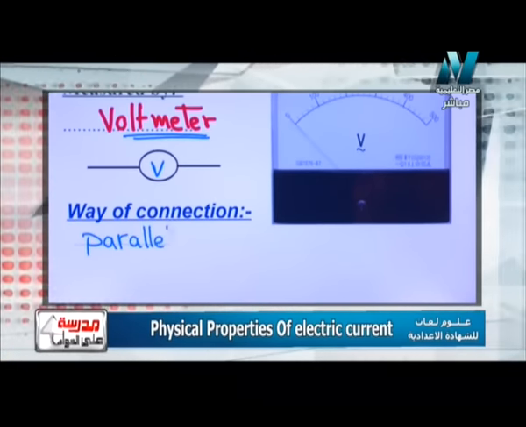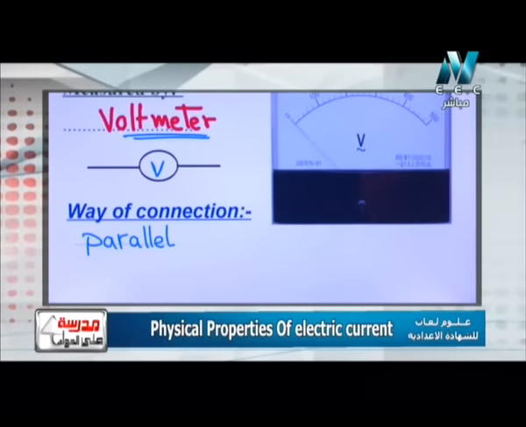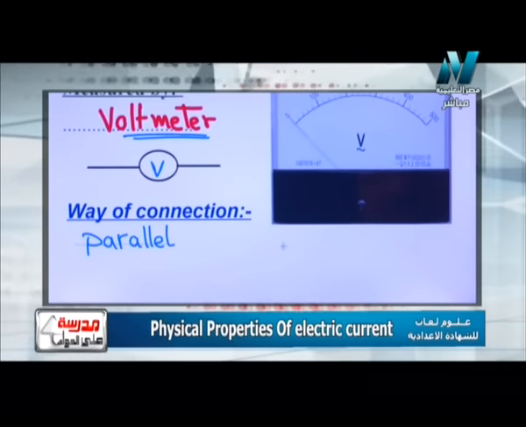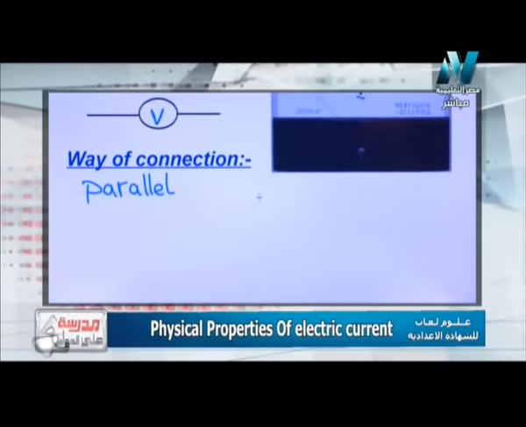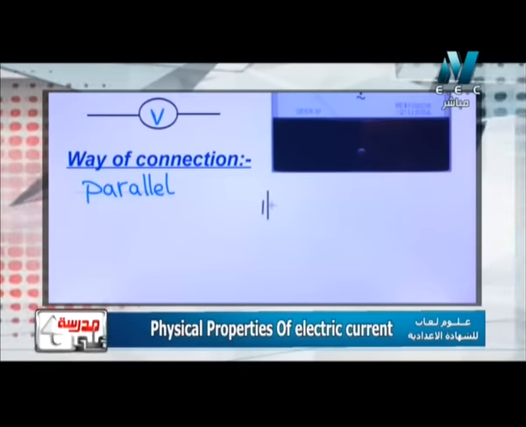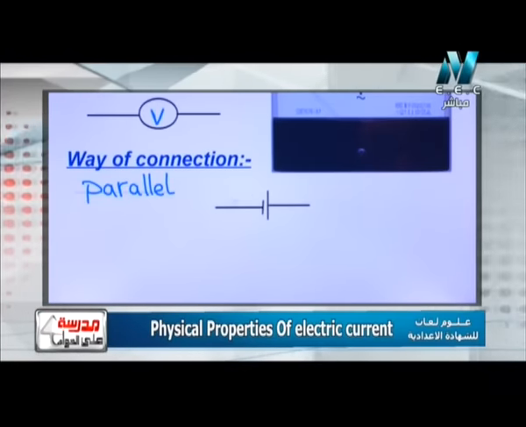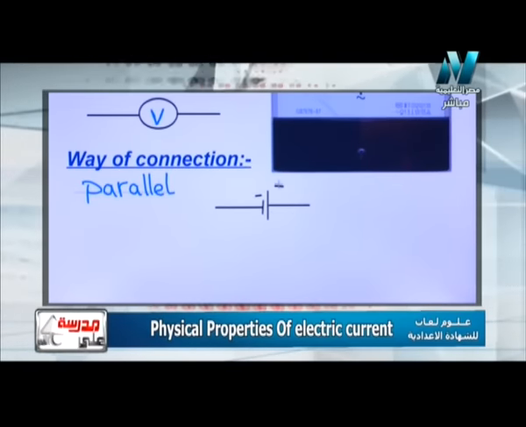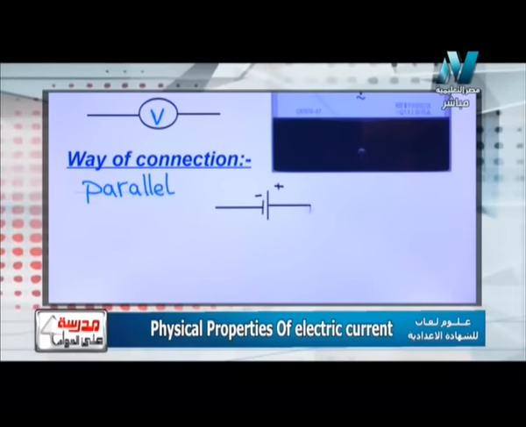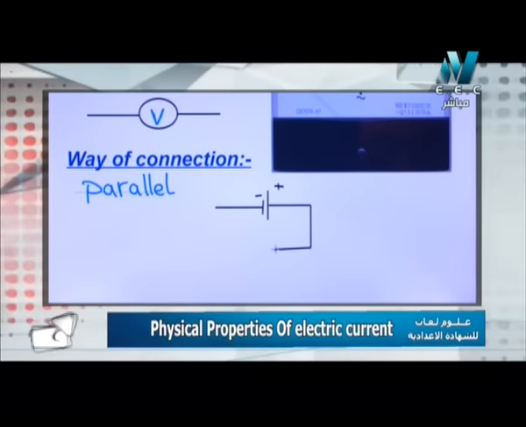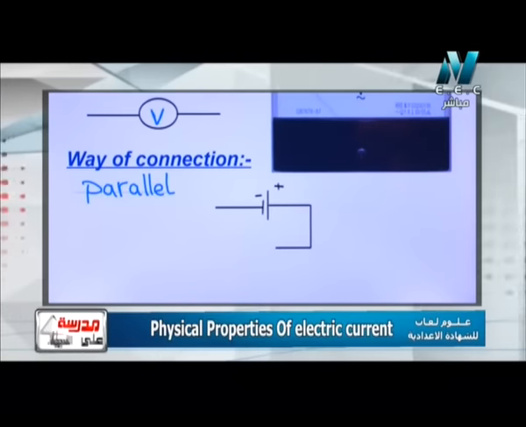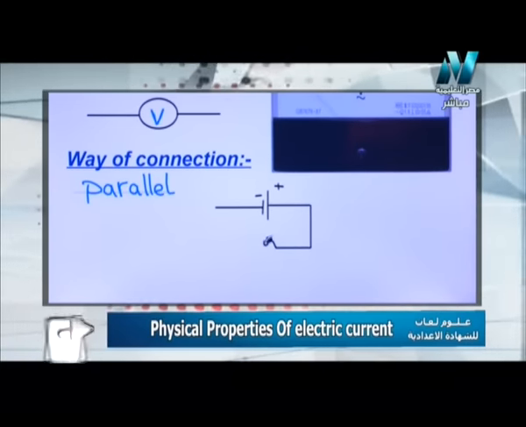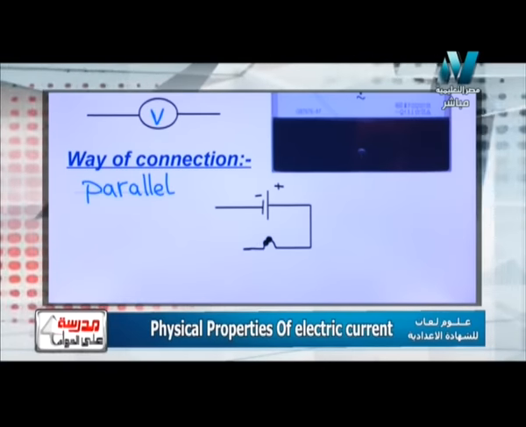Parallel. Okay? How come? As we have an electric circuit, and we know the symbols, here we have positive, negative as the electric source. Negative, and here positive. Okay, we have the switch. Is the switch closed or open? Yes, it is closed so that the electric current passes through the conductor.